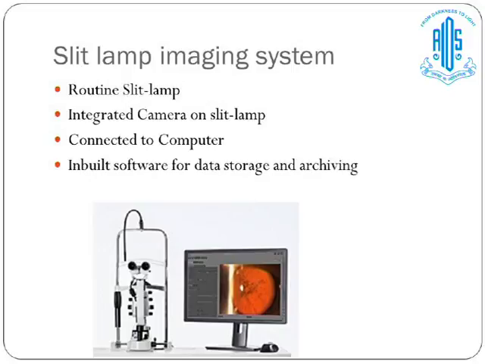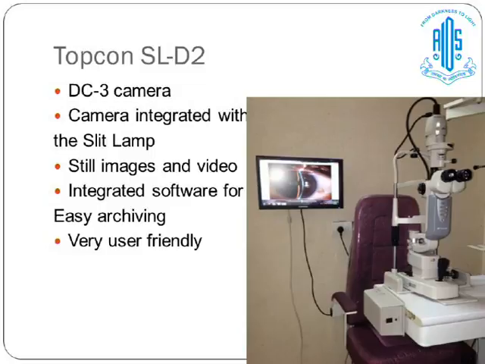So this is a routine slit lamp with an integrated camera. It also has a computer screen on which you can see the photographs, and it has inbuilt software for data storage and archiving. This is what I would label as the gold standard as far as slit lamp photography is concerned, because it's completely on its own. You don't need to do anything else to make it functional. And this is what we currently use in one of our OPD rooms.